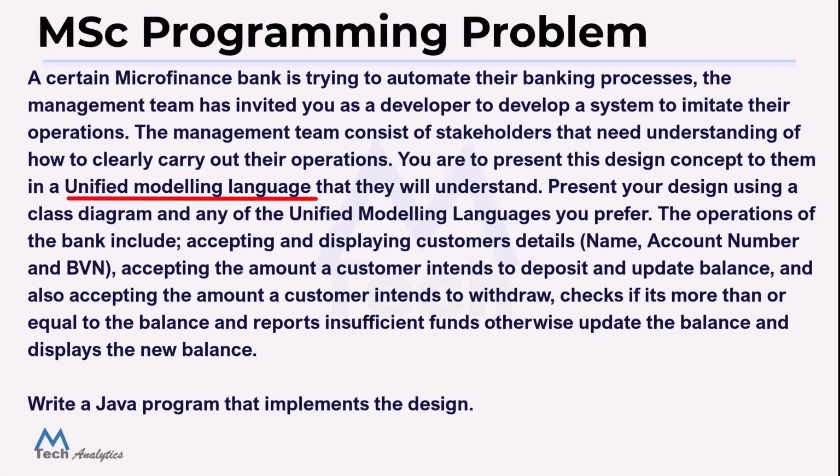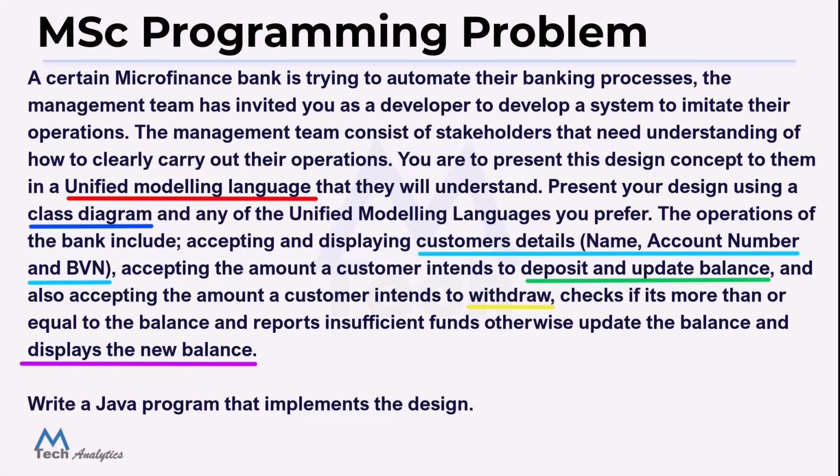Also, we have been asked to specifically use a class diagram, and some key attributes of this diagram will include customer details such as name, account number, and bank verification number. Our program should also be able to display the account balance of the customer. 3 groups of operations will be performed by this program. Deposit operation, which will update the balance after the deposit is done. Withdrawal operation, as well as display of account balance for a given customer.